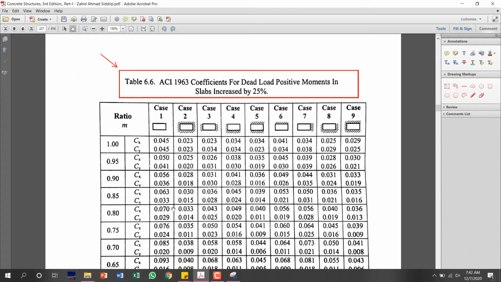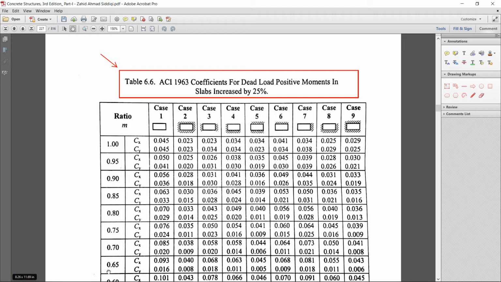Our m value is 0.65 and our case is 4. So here you can see these two values we will pick in the X direction and in the Y direction: X direction 0.063 and in the Y direction 0.011.